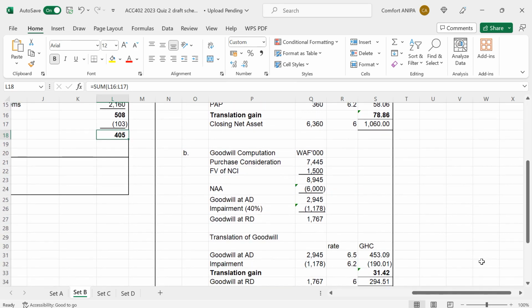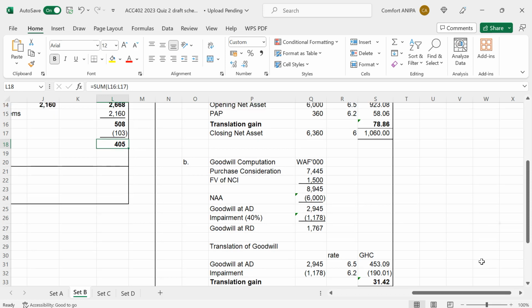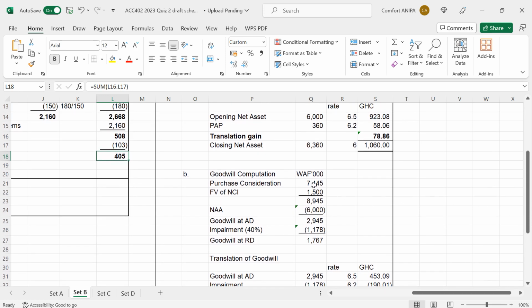Goodwill, you must translate the cost of investment from Ghana cedi. The 1,145,400 must be translated into the functional currency of the subsidiary. And so that gives you the 7,445. Your fair value is in West African franc. Your net asset acquired is what you calculated at the beginning. You determine your goodwill, 40% impaired, and then your goodwill at the reporting.